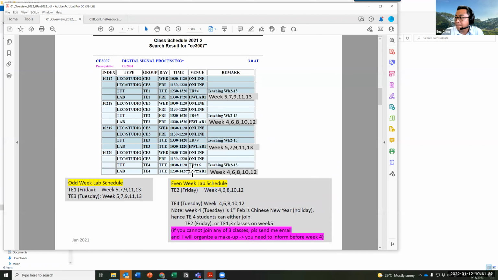Okay, right. So the only team, only TE4, is being affected by this lab schedule. So I would write an announcement and ask the TE4 guys to organize with the TA when they can redo or when they can do their makeup lab.